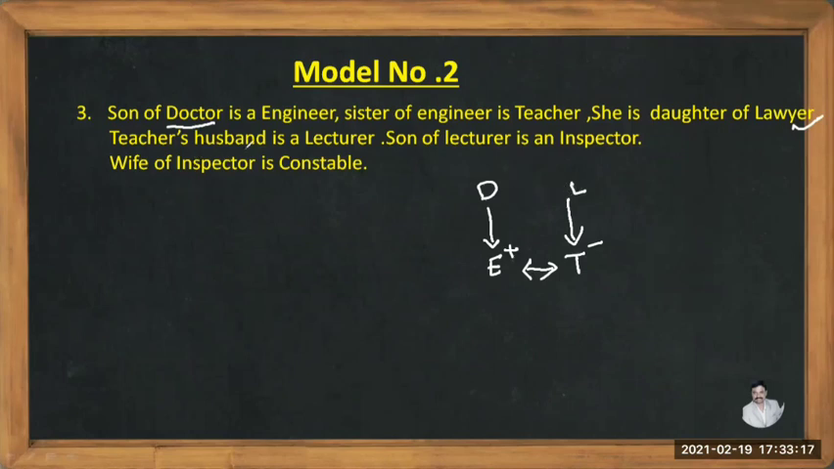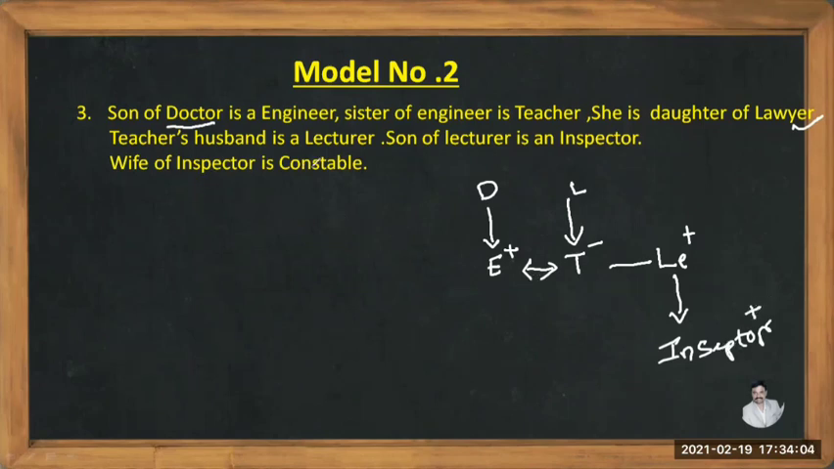Now the teacher's husband is a lecturer. As L has already come for lawyer, I'm denoting lecturer with LE. LE is nothing but lecturer. As the teacher is female, her husband here is positive, a male person. Now the son of the lecturer is an inspector. So the lecturer is the father of the inspector. Inspector, so here plus. We can show it with I also.